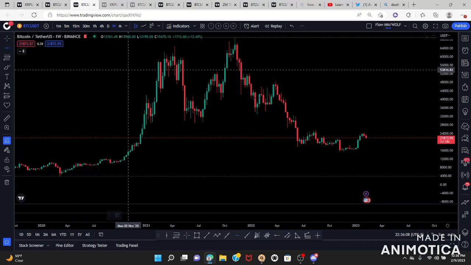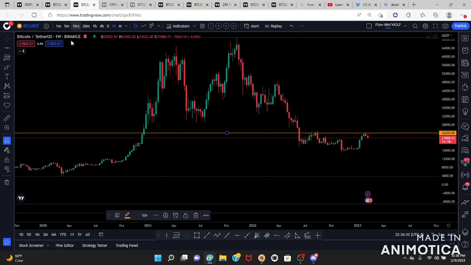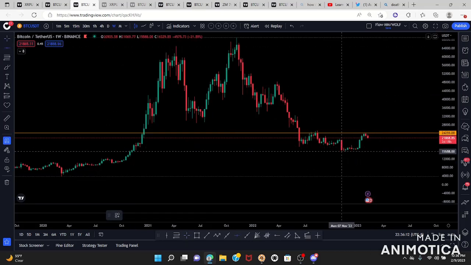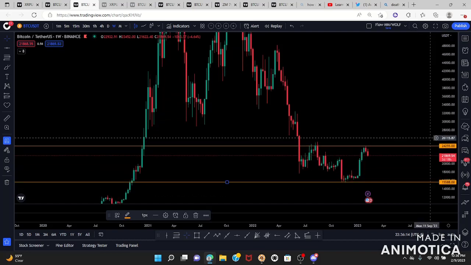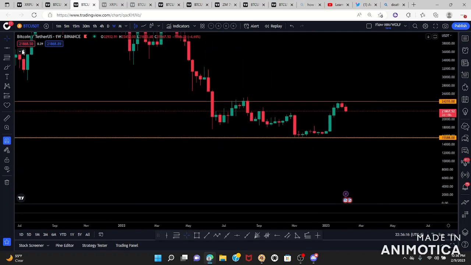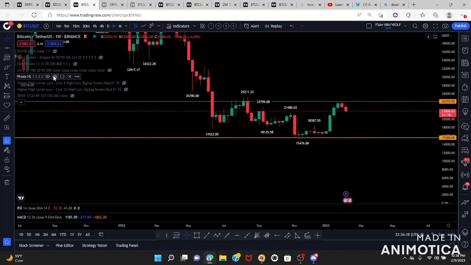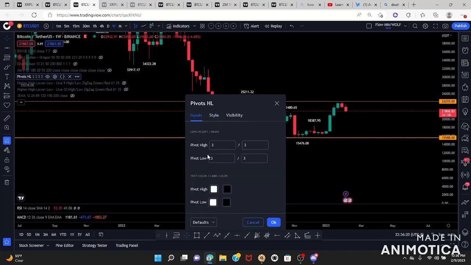First thing we're gonna do is place our support and resistance weekly trend lines. If you're having a hard time finding them, you could definitely use your pivot highs and lows indicator. Usually have it set at 5, but 3 works too.